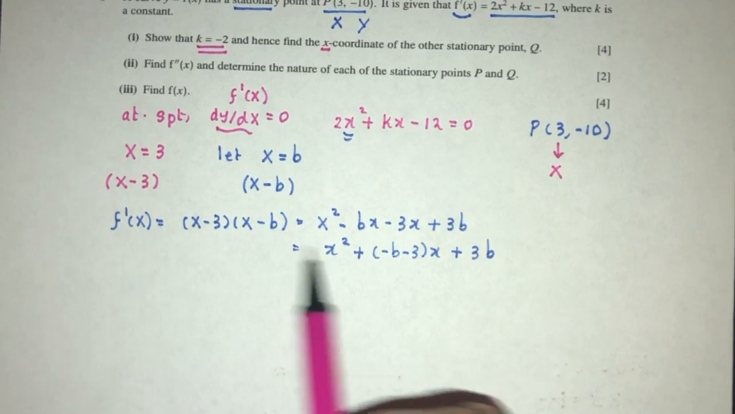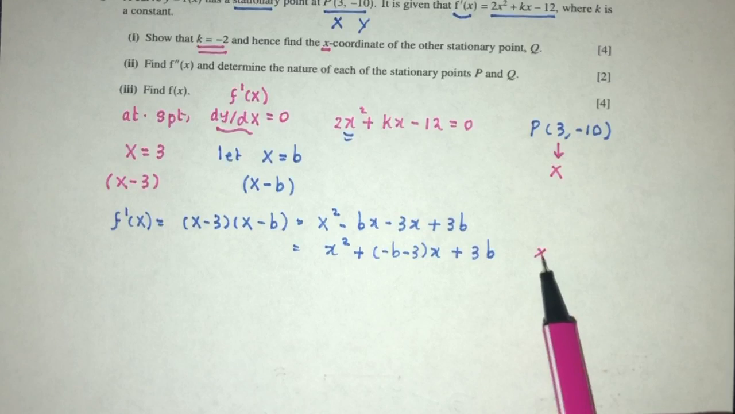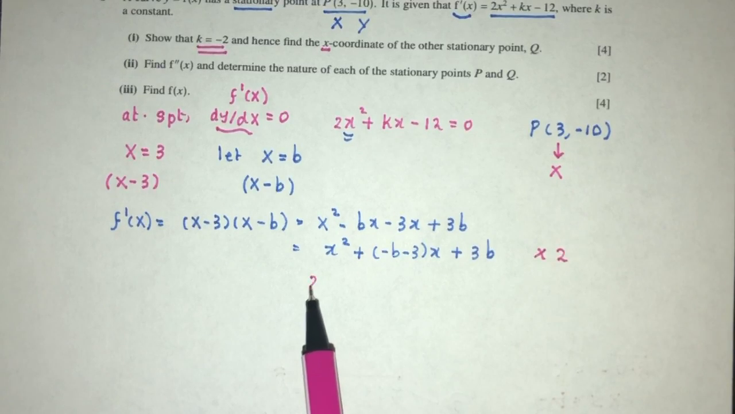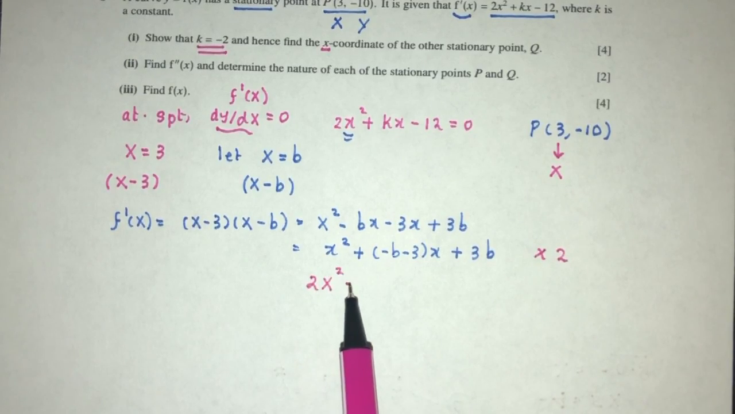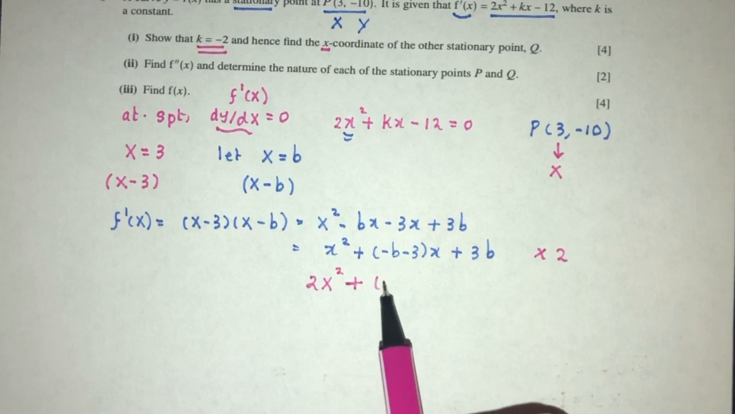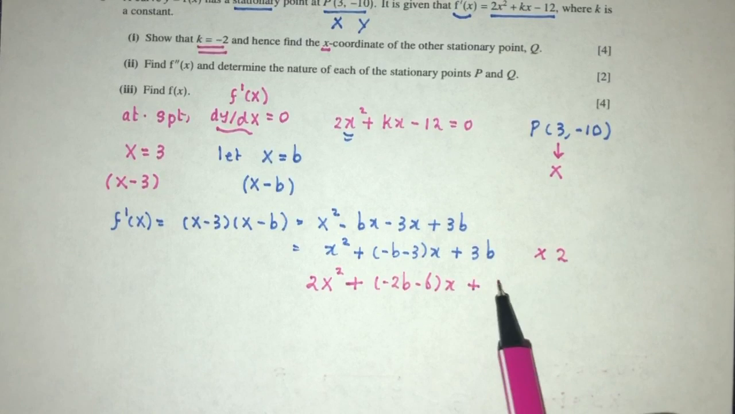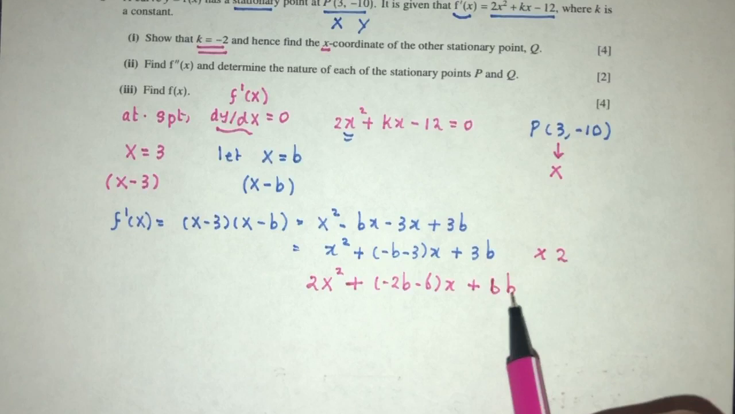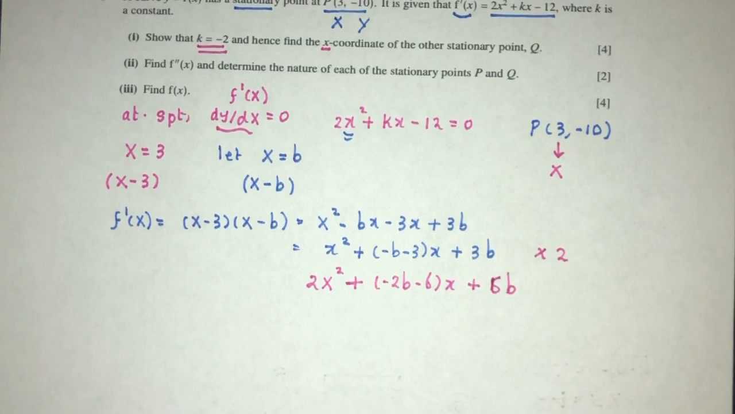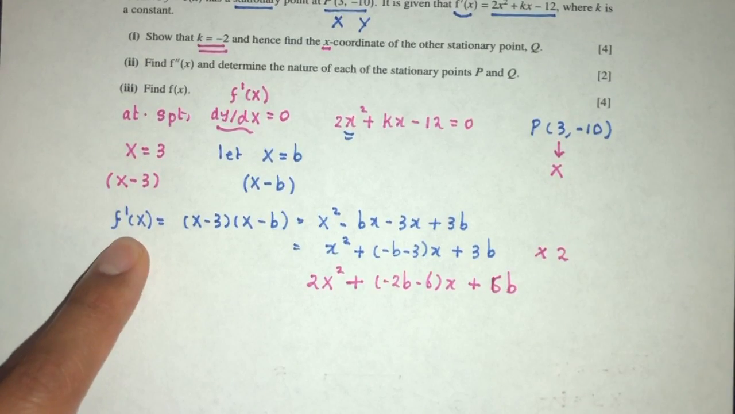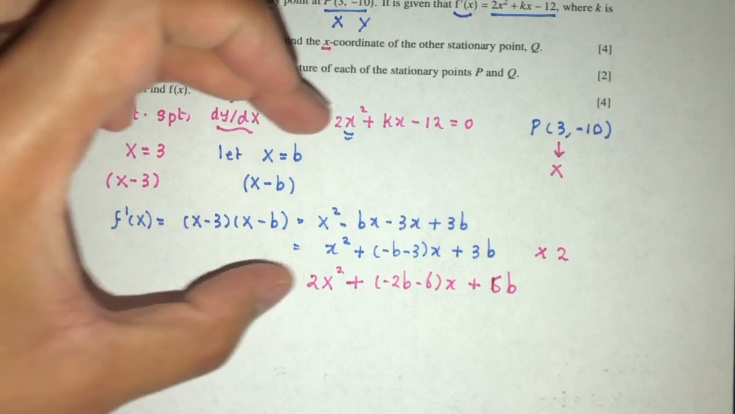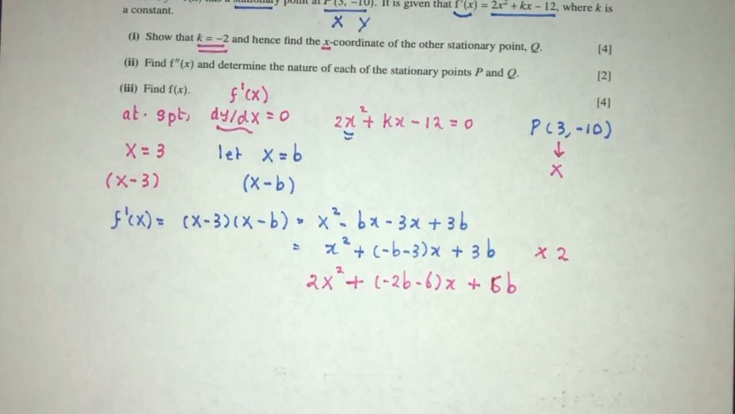So how can you change this to become 2? We have to multiply by 2 everywhere. So we can also have 2 here. That will be 2x squared plus, that will be minus 2b minus 6 times x, and plus, that will be 6b. That makes sense. So we understand f prime of x is the same thing as this, right? So we can compare each of the terms.